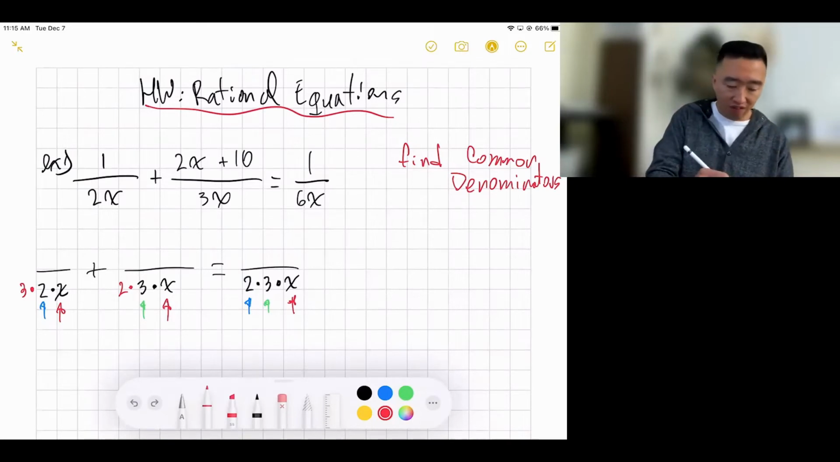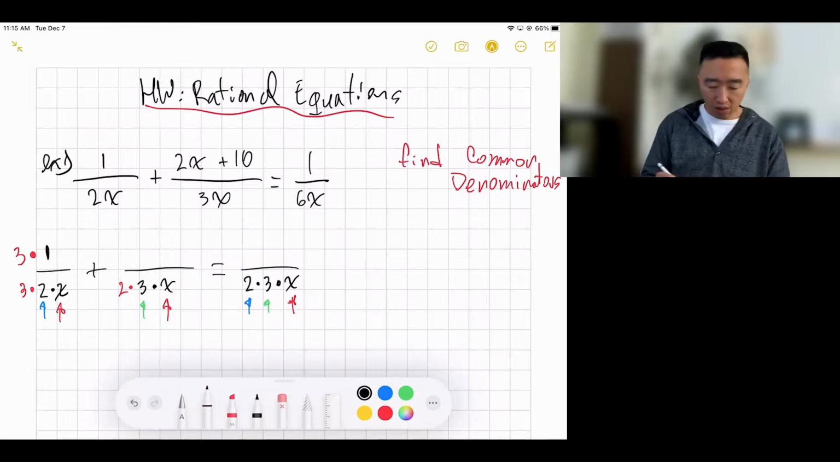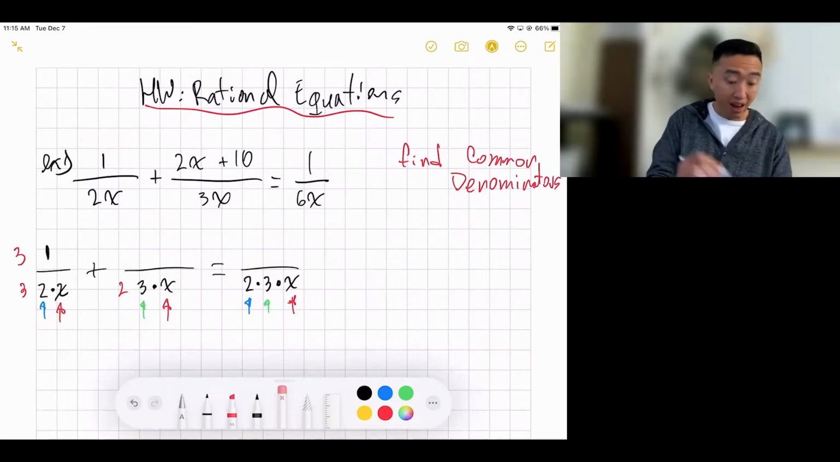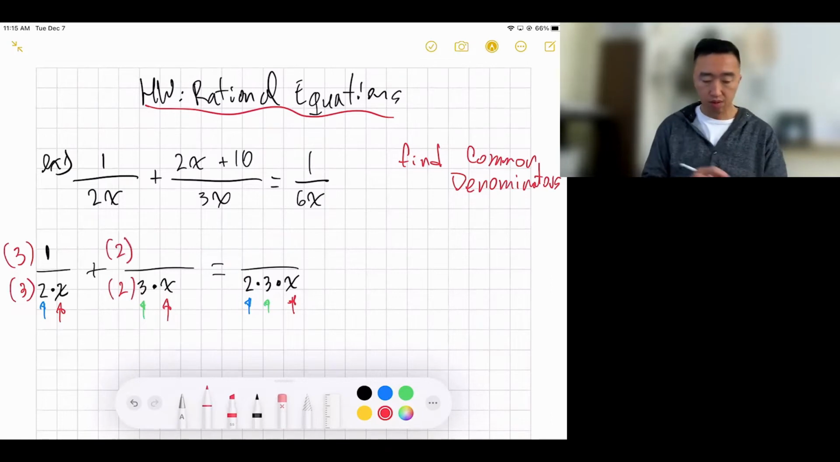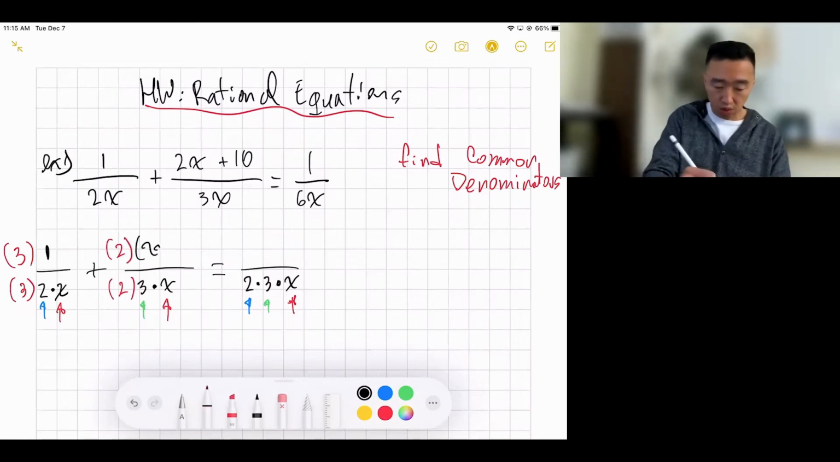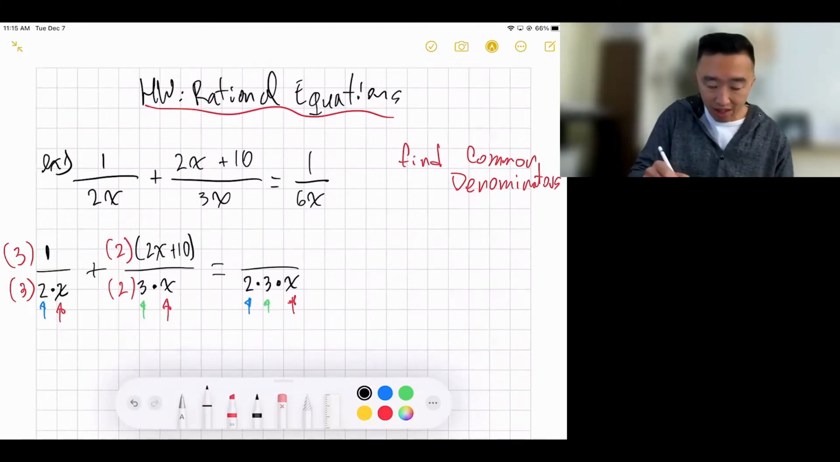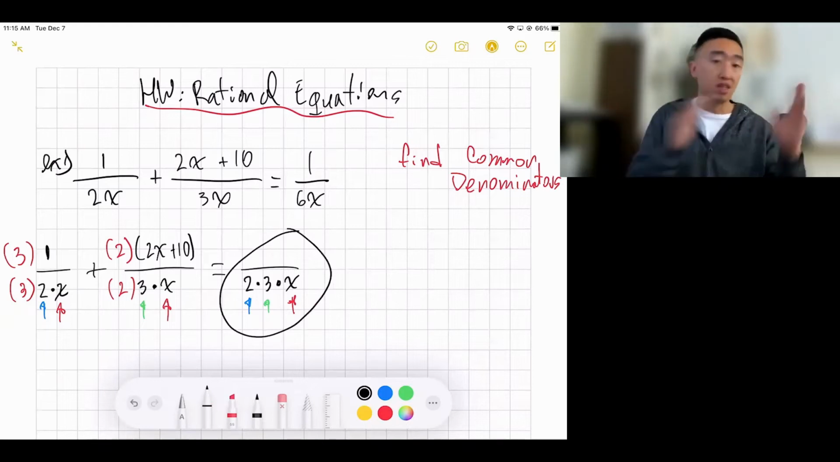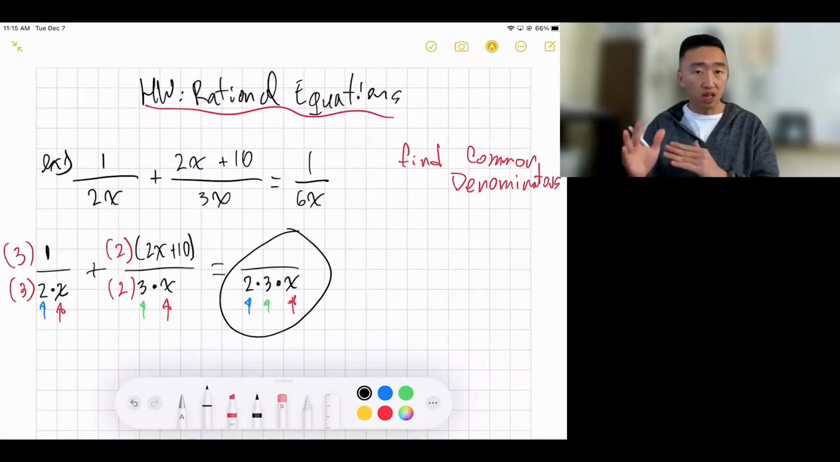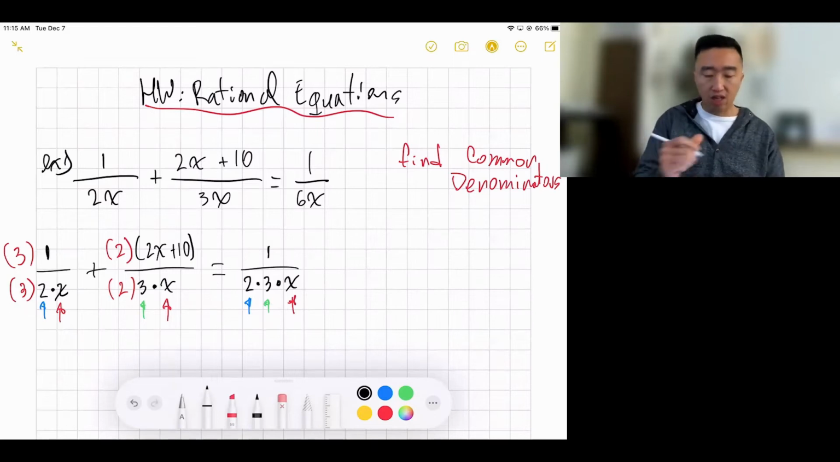But here's the thing. If I multiplied a 3 down here, then I also have to multiply a 3 up here. And you know what? I'm going to change it to parentheses because I might have to distribute later. Times 2x plus 10. Now, this one already had all the factors that the other guys had. So since I'm not going to change the denominator, I'm also not going to change the numerator. Numerator stays exactly the same.